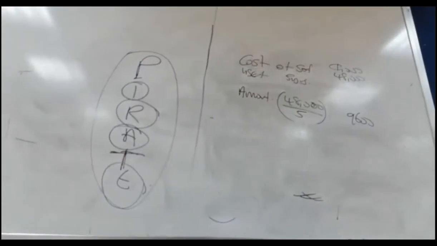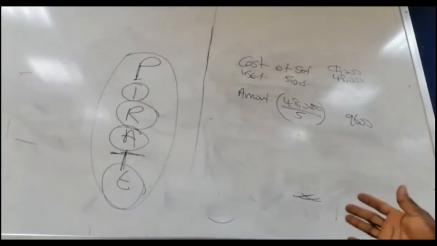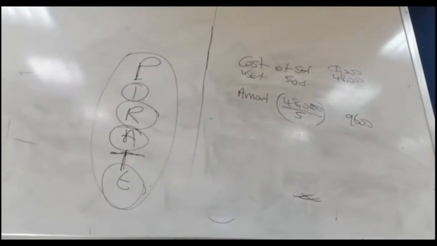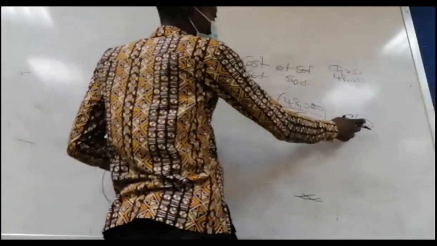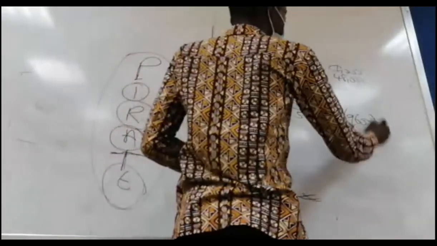Let's see the number of years so that we can get the accumulated depreciation. So far, from the information made available, we can get the cost of the software, 48. We can get the useful life, 5 years. We can calculate amortization. Good. Then, let's see. It was revalued to 56,500 on 31st December 2018. So the same year, just 1 year. So if it's 1 year, it means that the accumulated depreciation will still be one. So when I take it off from the cost of the asset, it gives me what you call the carrying amount.